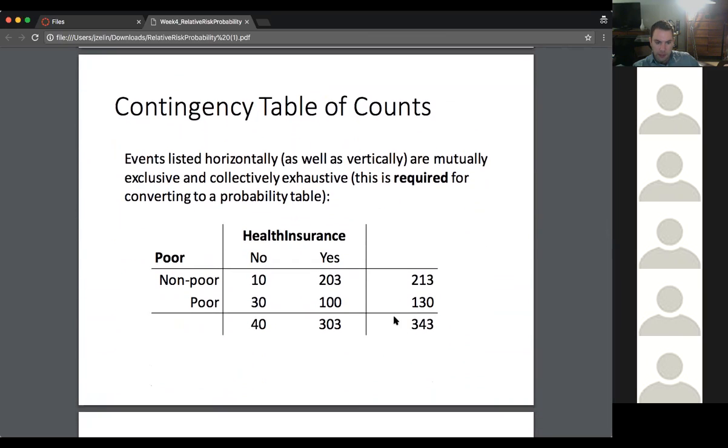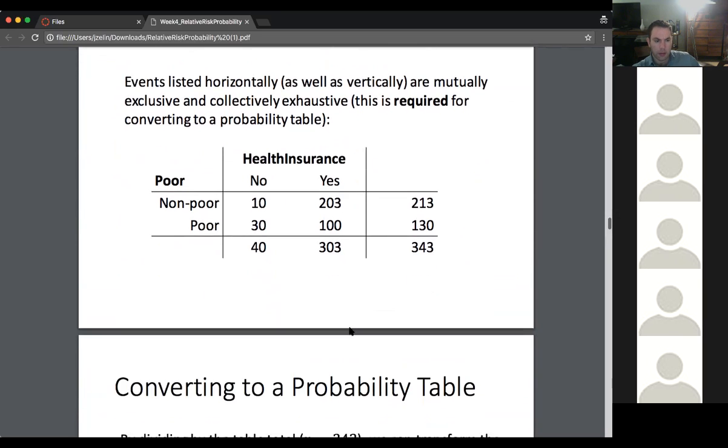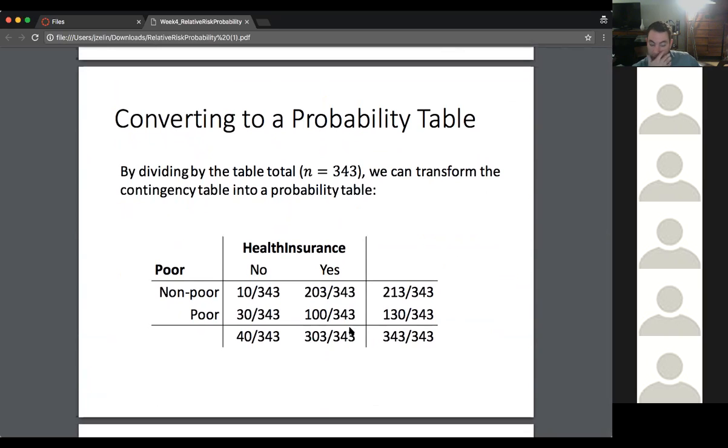And sometimes it's easier when we draw in these lines. We can look at the margin totals here. This is the grand total. So events that are listed horizontally and vertically are mutually exclusive and collectively exhaustive, which is a requirement for converting to a probability table. And by dividing each of these numbers by the grand total, 343, we can convert this contingency table into a probability table to represent each of these different groups as a probability of the whole.